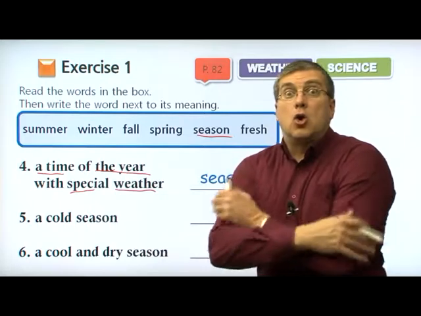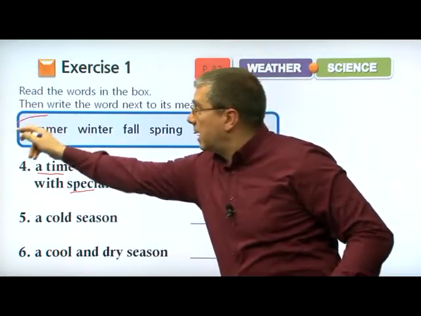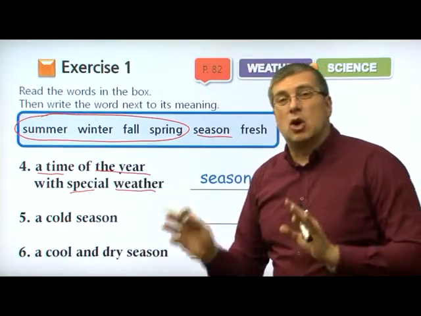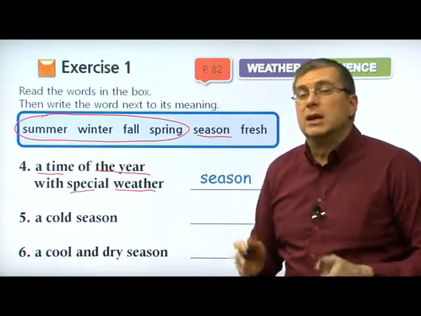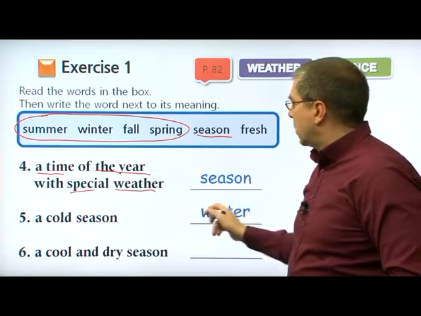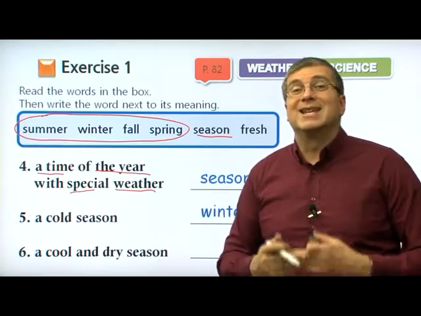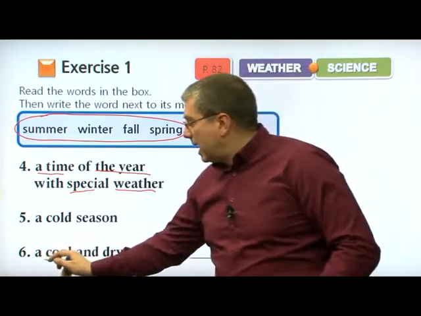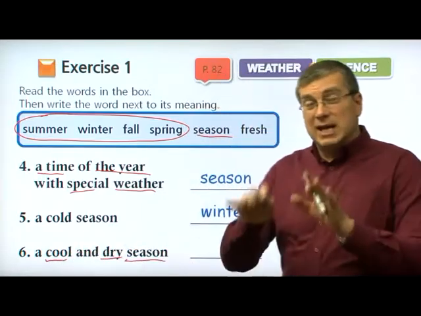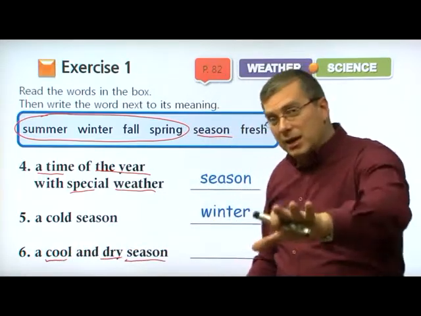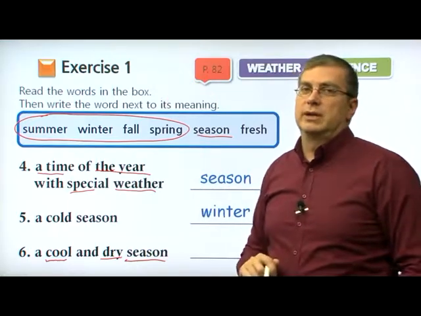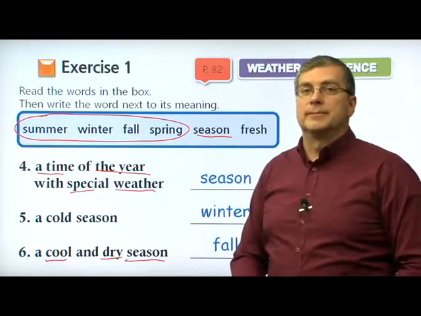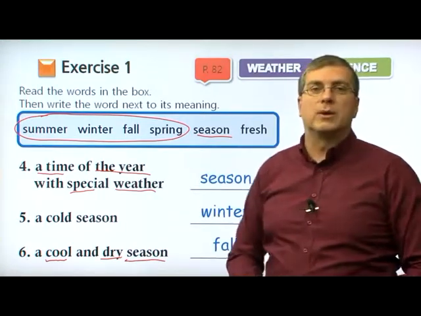Number 5, a cold season. So now we're looking again at one of these specific seasons when it is cold, a cold season. Which one is it? Of course, we're looking at winter. In the winter, it is cold. Finally, we have another season, our last season that we're talking about, a cool and dry season. It's cool, but it's also dry. And another hint, leaves fall from the trees. What season is it? It is fall. Okay, so that rounds up our words right there.